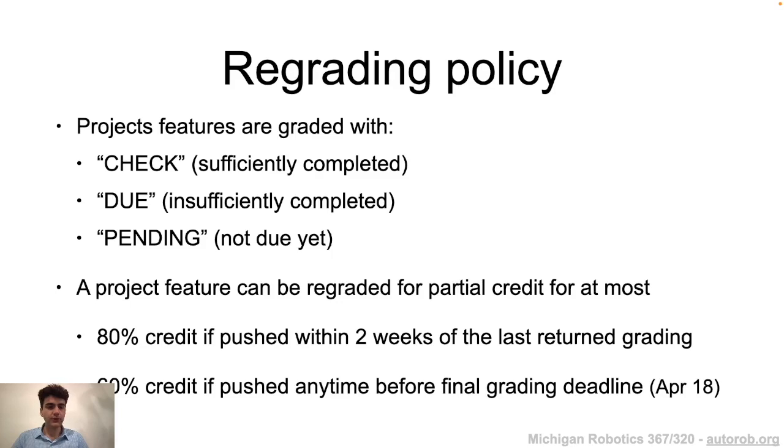If you've made a submission but you haven't passed all of the tests, that feature would be marked due for insufficiently complete. If the project deadline for that passes, you can request a regrade for partial credit: 80% credit if your fix is pushed within 2 weeks of the returned grade, or 60% credit if it's pushed any time before the final grading deadline of April 18th. So this is the regrading policy, and that covers the grading for this class. And again, all of those details are described on the course website as well.